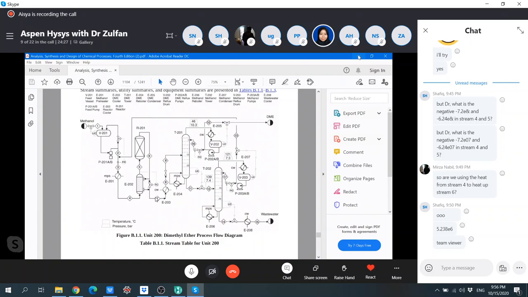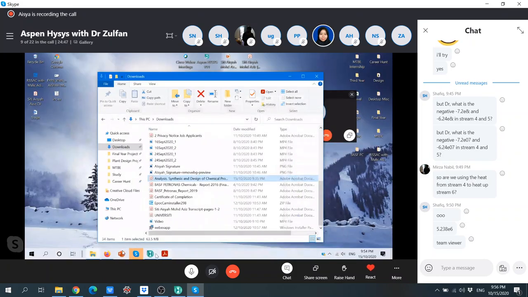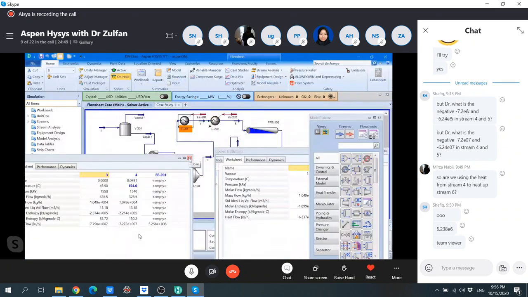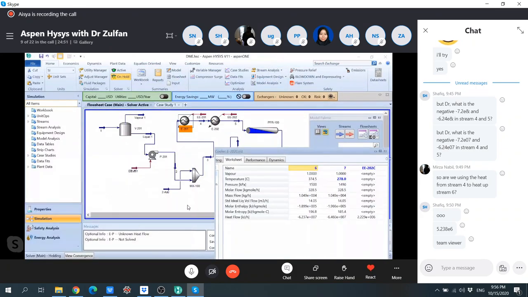So I think it's better for you just to add another heater, to avoid the confusion. But I think you can understand now. You have two options at least. Okay. So now we will choose the more expensive option for the sake of learning, and for the sake of stability.